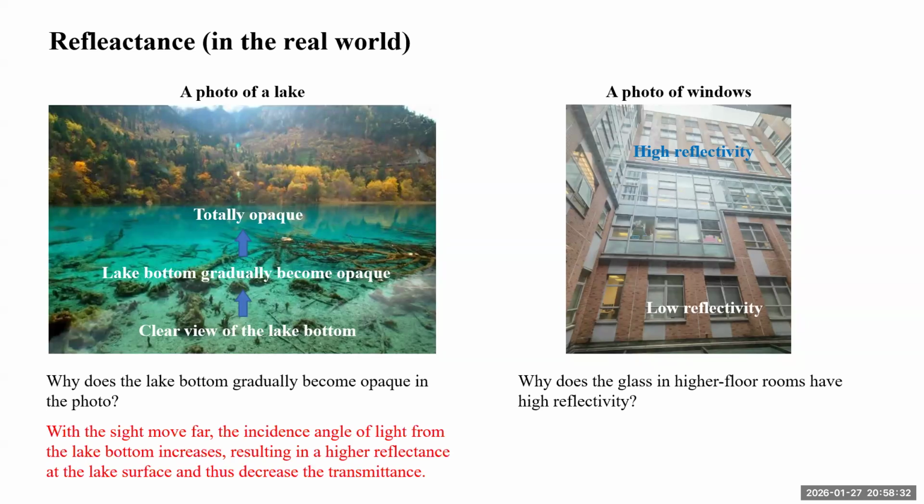Okay. So for the first one, as the sight moves farther, the incidence angle of light from the lake bottom increases, resulting in a higher reflectance at the lake surface and thus decreasing the transmittance. For 2, the big incident angle for glass in higher floor rooms increases the interfacial reflectance of glass. Now we know that a big incident angle will lead to a high reflectance. But what is the influence of a high reflectance?